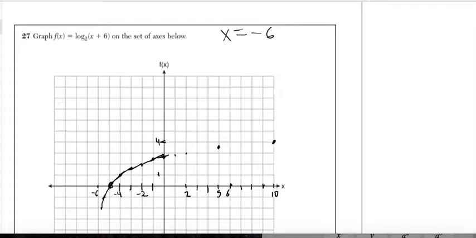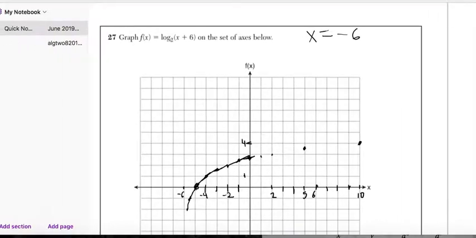Sorry guys, I messed that up. Okay, so let's get this going.